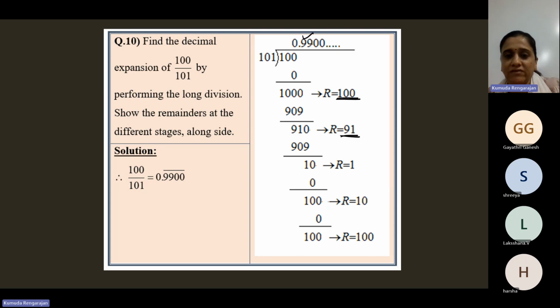So please understand that for this remainder 100, the digit is 9. For this remainder 91, the digit is 9. For this remainder 1, the digit is 0. For this remainder 10, the digit is 0. Now this set is going to repeat again. So 9900 again. So you'll see the remainders 1, 91, 10. Can you see that pattern?